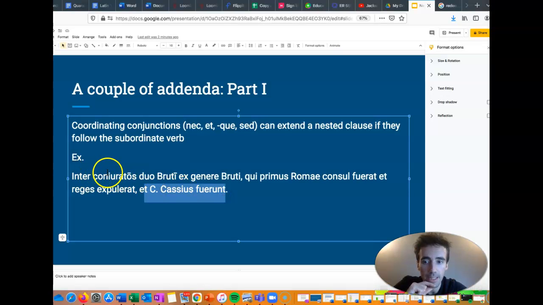So it's among the conspirators there were two Brutuses from the family of the Brutus who had been the first consul of Rome and had expelled the kings. Oh, and there was C. Cassius too. He was another conspirator.